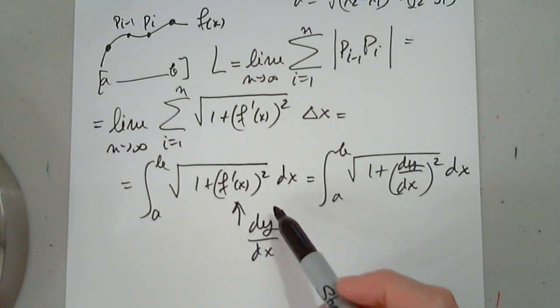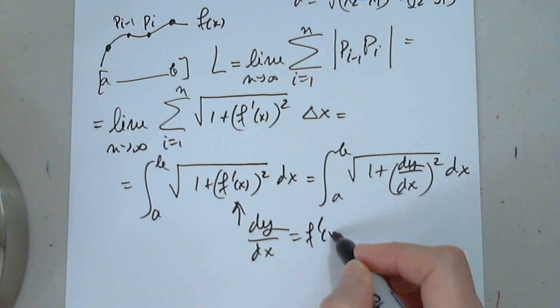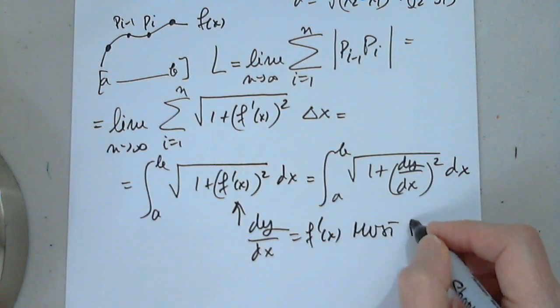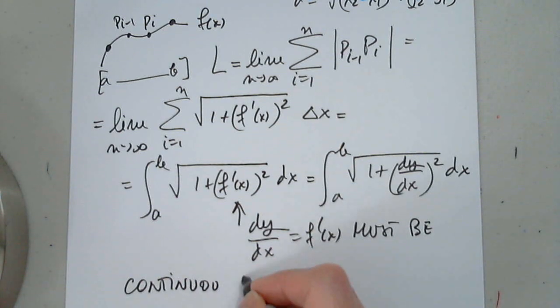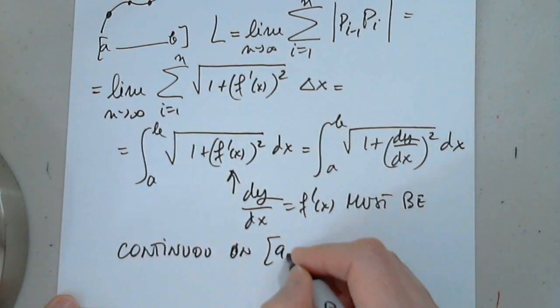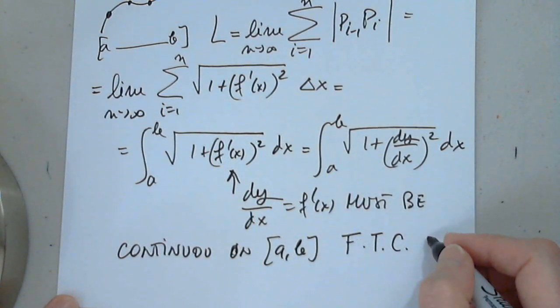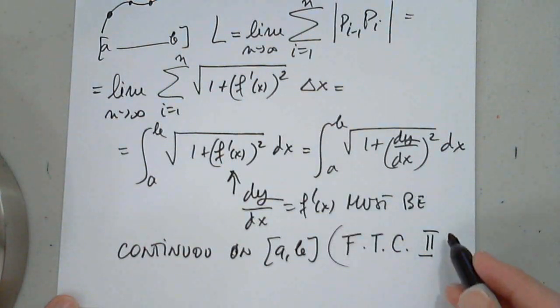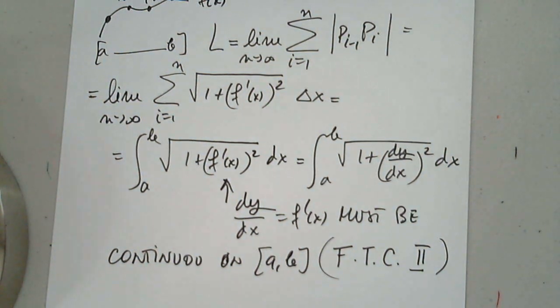I call a word of caution here: dy over dx, or f prime of x, must be continuous on the interval a comma b for the fundamental theorem of calculus part 2 to be applicable. Otherwise, we know we're running into an improper integral.